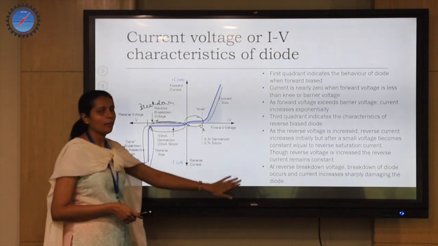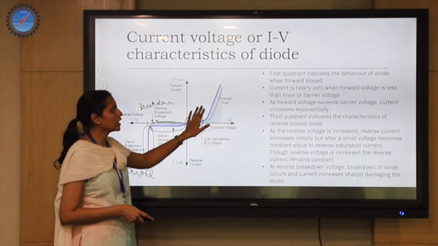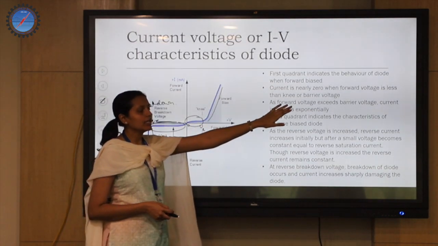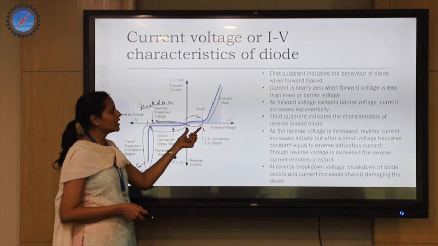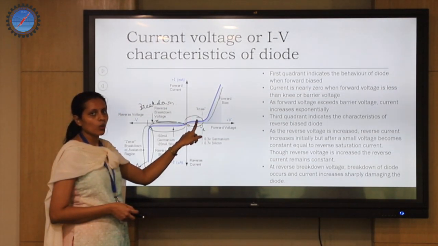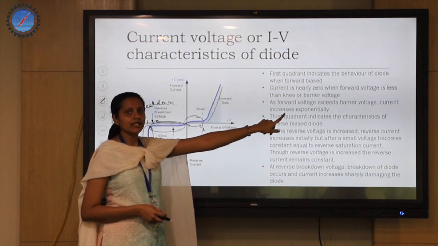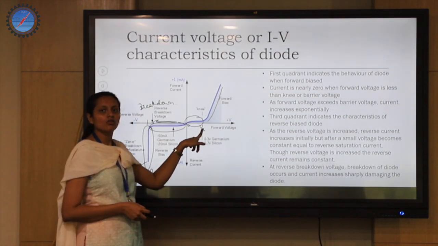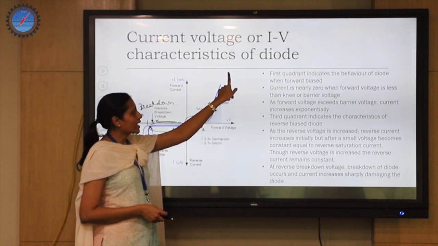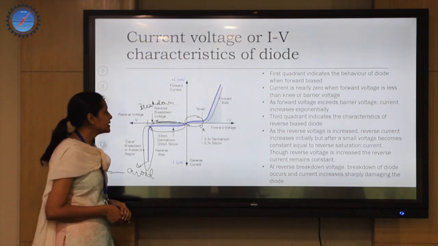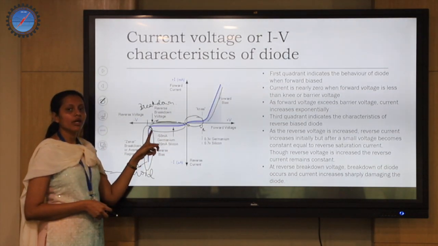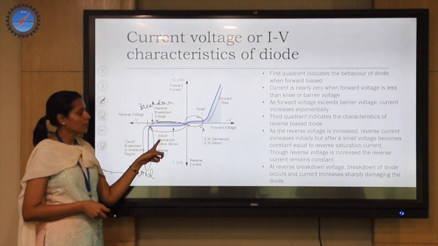We can just recap. Here is the first quadrant, which indicates the behavior of a forward bias diode. The current is nearly 0 when the forward voltage is below the knee voltage or the barrier voltage. Current is almost 0. And then as you exceed the forward voltage above the barrier voltage, the current increases exponentially. Whereas in the third quadrant, the characteristic represents the behavior of a reverse bias diode.